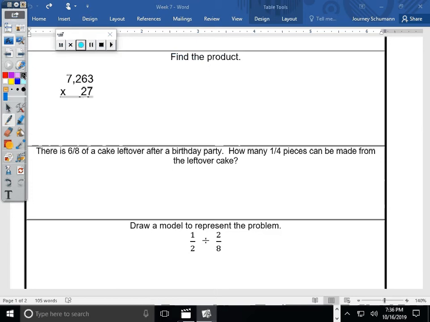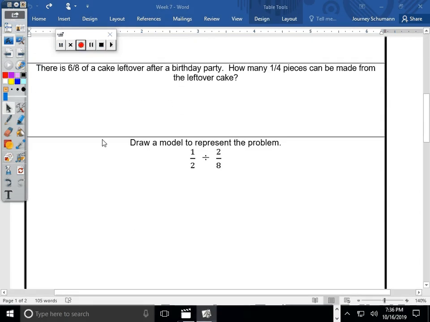Ooh, I don't know about you, but cake at a birthday party sounds pretty awesome. And sometimes there are leftovers if you get lucky. Probably if I made the cake, the whole thing would be left. I'd probably burn it or something. But regardless, we will pretend that the cake was delicious and there's 6/8 of it left over.